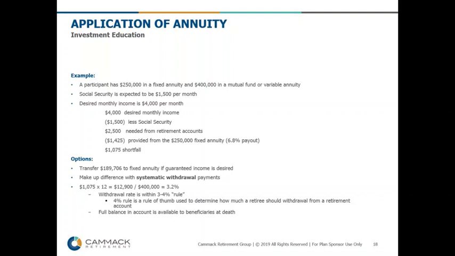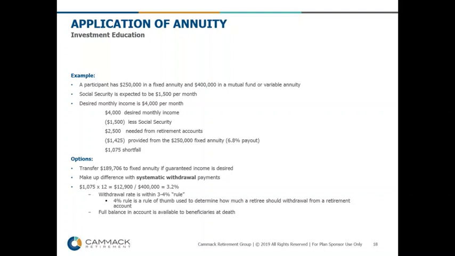So when they subtract out the Social Security, $1,500, they need $2,500 from their retirement accounts. So if you take the $250,000 fixed annuity, that would provide $1,425. So they're actually short $1,075. So this is a real world example of what retirees face, trying to figure out, okay, how do I make up that $1,075? Well, remember, they had $400,000 in either a mutual fund or a variable annuity. They haven't touched that yet.